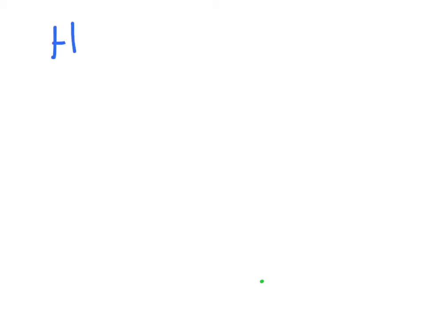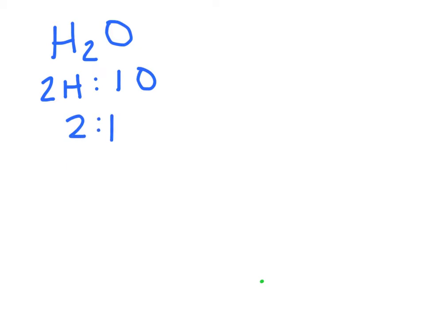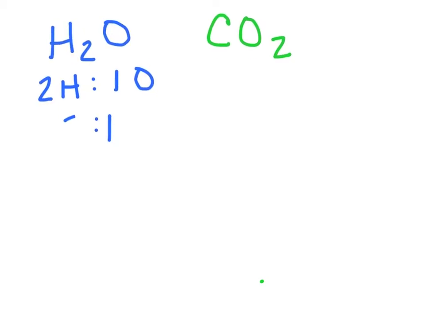For instance, H2O. Basically, that's saying for every 2 hydrogens, I have 1 oxygen, or a 2-to-1 ratio. We can also do it for things like carbon dioxide. Carbon dioxide has, for every 1 carbon, 2 oxygens. So this one has a 1-to-2 ratio rather than the 2-to-1 that water had. We can go through many others.